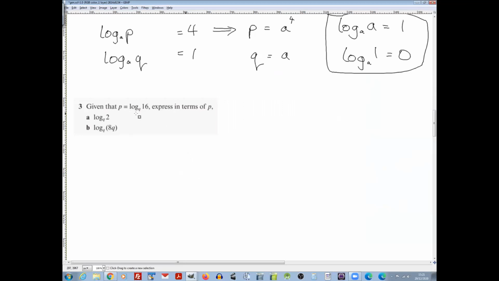Okay, given that p equals log to base q of 16, what's log to base q of 2 in terms of p? How could we attack that? We know that p equals log base q of 16. Well, how could we rewrite that?